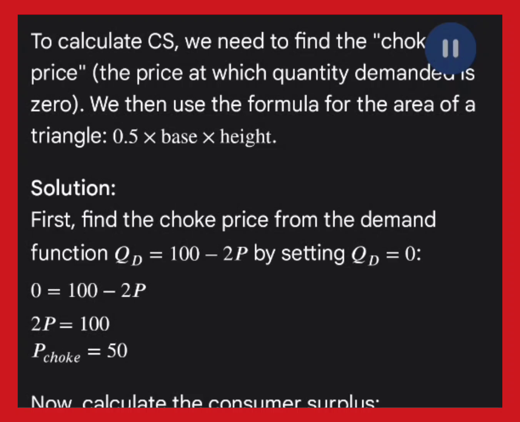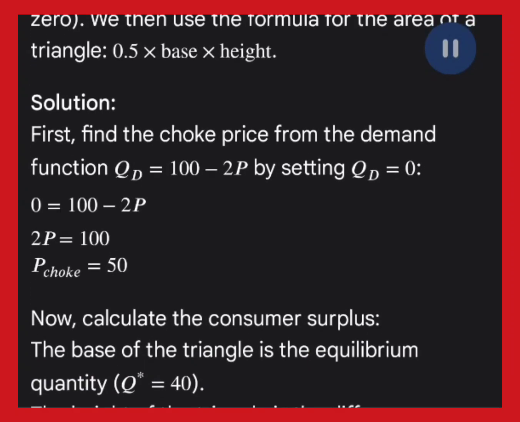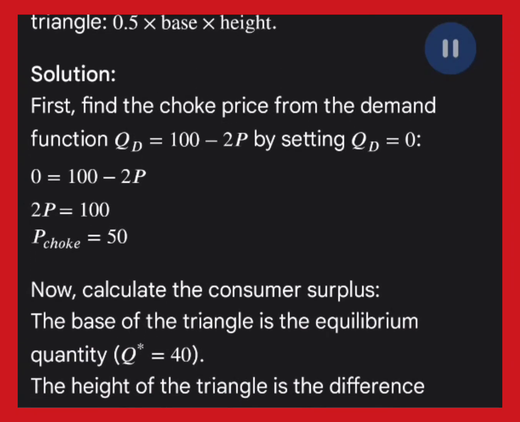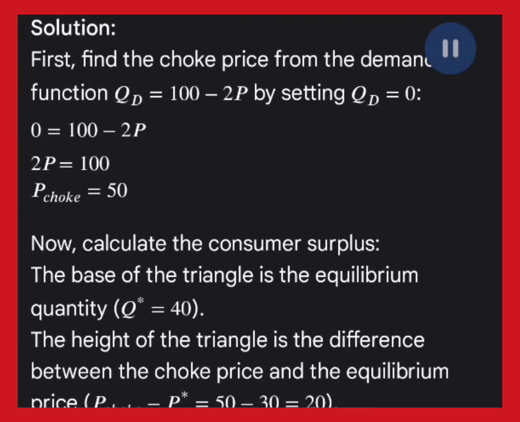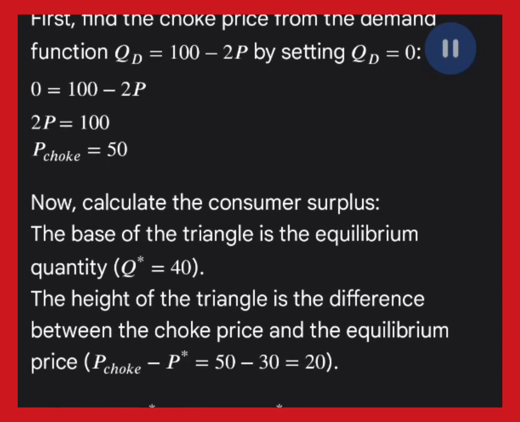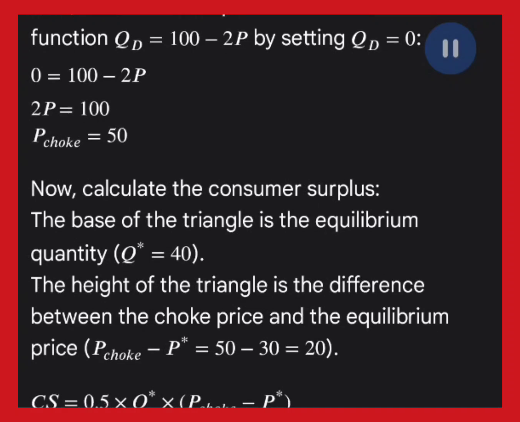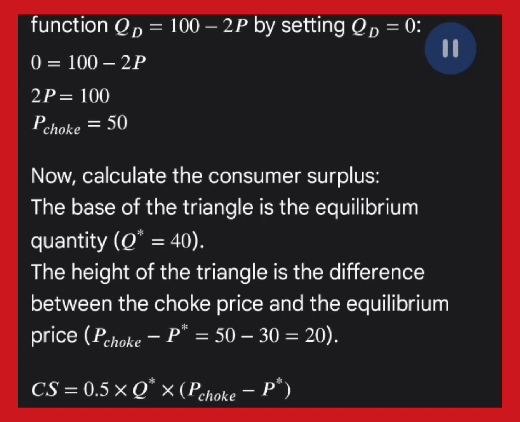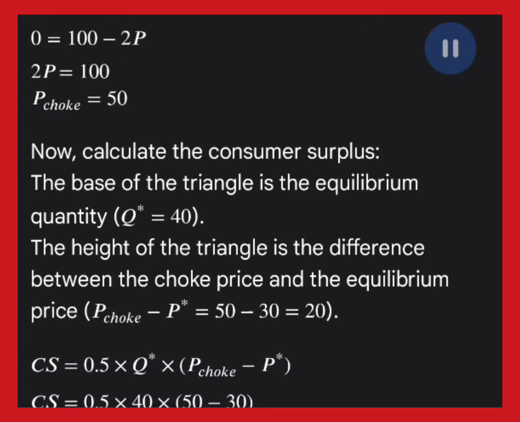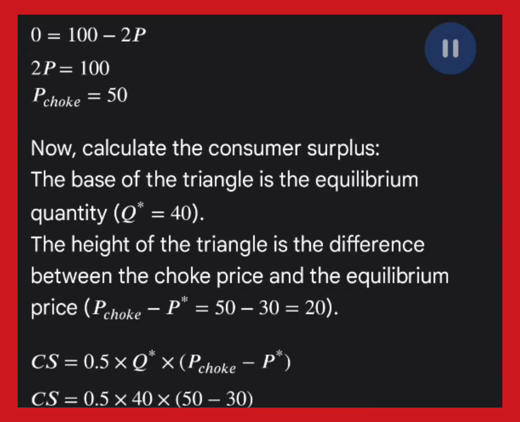Solution: first, find the choke price from the demand function Q_D = 100 - 2P by setting Q_D = 0. 0 = 100 - 2P, 2P = 100, P_choke = 50. Now, calculate the consumer surplus. The base of the triangle is the equilibrium quantity, Q* = 40. The height of the triangle is the difference between the choke price and the equilibrium price.